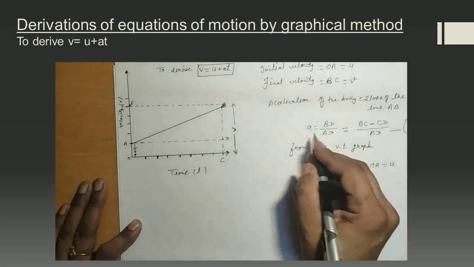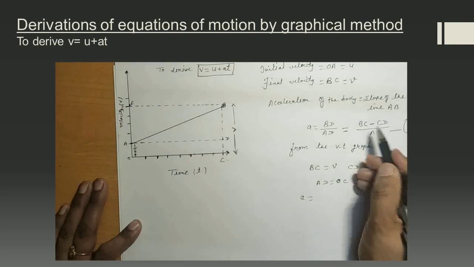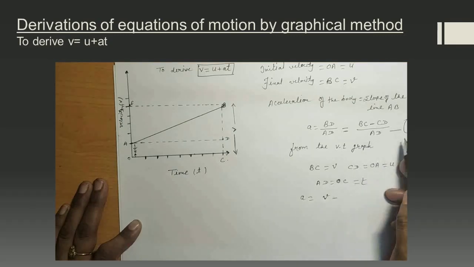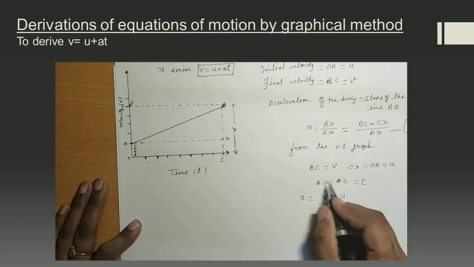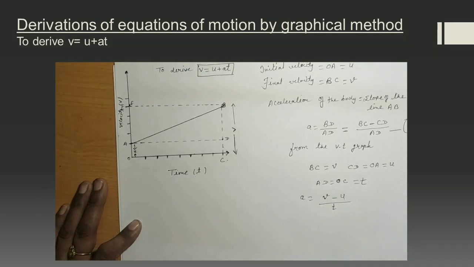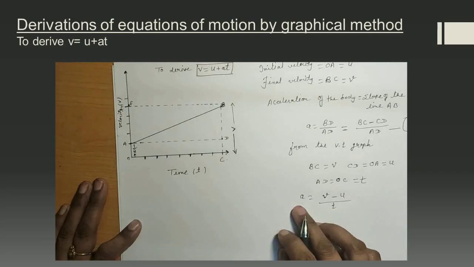And what is equation 1? a is equal to BC minus CD. So at the place of BC, we can write v minus CD. What is the value of CD? That is u. And what is the value of AD? That is t. Clear? So here we got the value of the acceleration.